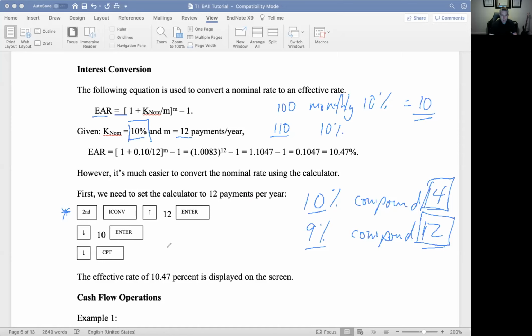Okay, now hit the down arrow and it should say NOM, N-O-M. NOM stands for the nominal rate. You're going to hit 10 and you're going to hit the enter button.